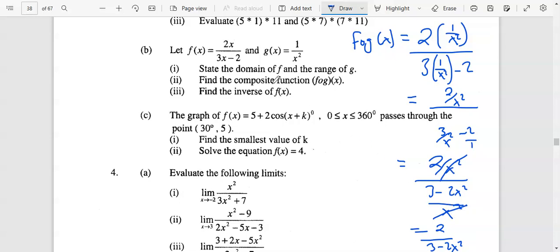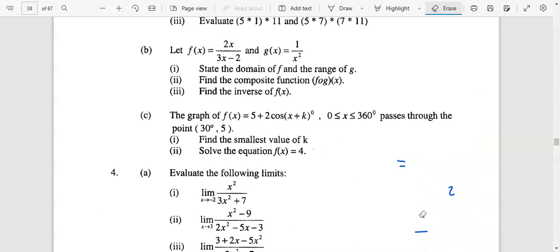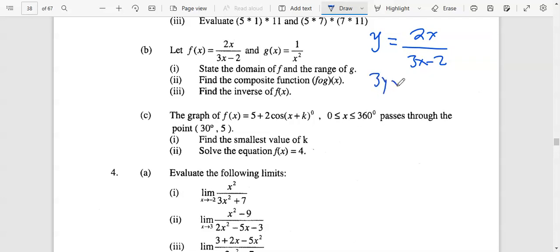Find the inverse of f of x. So the inverse of f of x, let it be equal to y, that is going to be 2x divided by 3x minus 2. Do the cross multiplication. This is going to give us 3yx minus 2y is equal to 2x. Take everything with x to the other side.